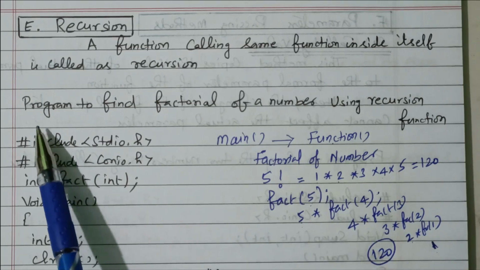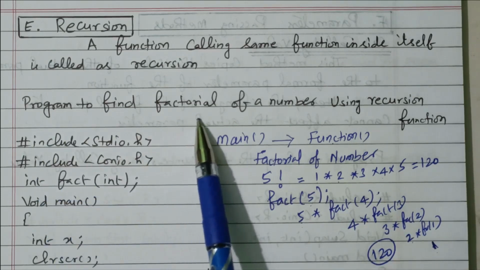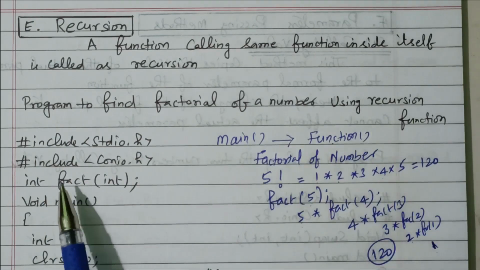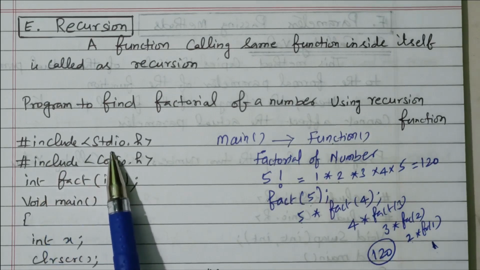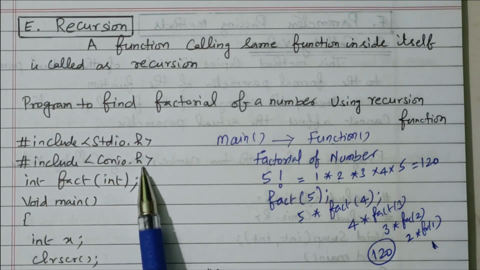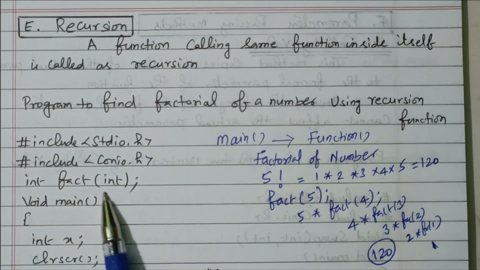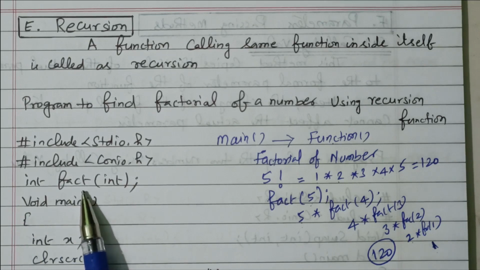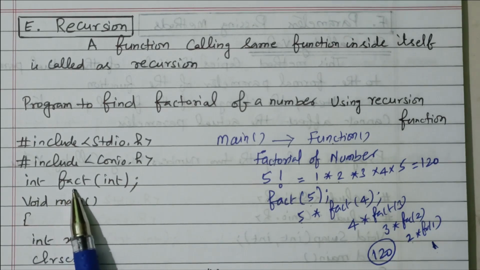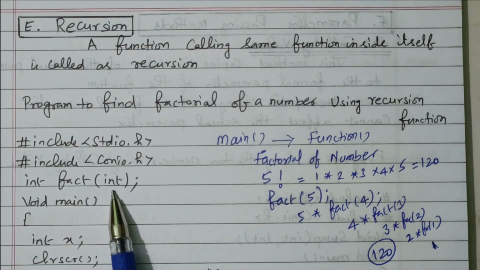So now we'll see the program to find the factorial of a number using a recursive function. First we'll include the header files: standard input output header file, console input output header file. Now we can declare the function. This is called function declaration. Function declaration has 3 parts. First, what is the return type of this function? What is the function name? What is the argument that needs to be passed to the function? These 3 values are available.